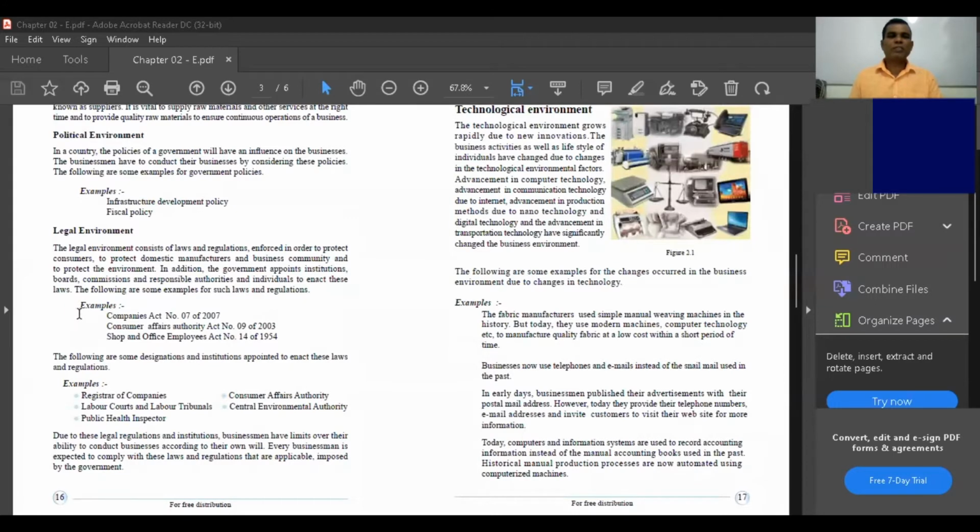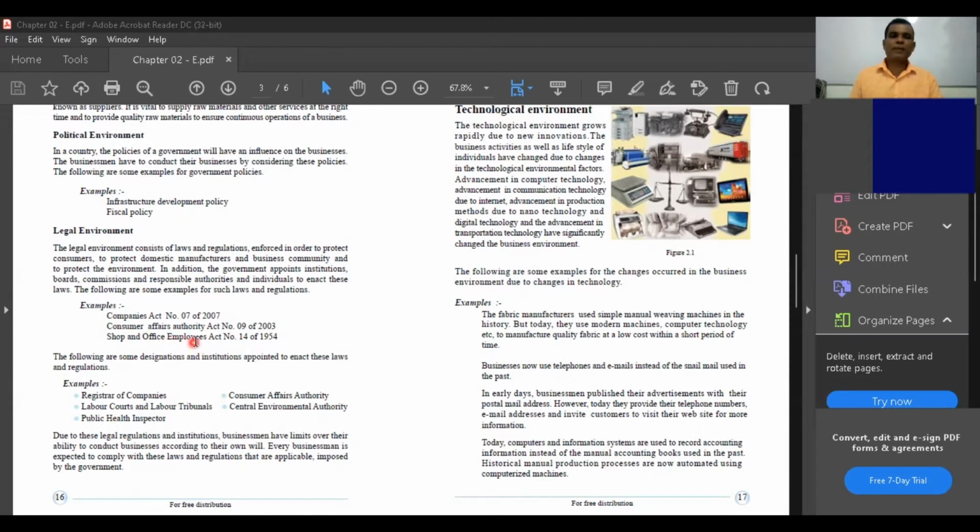As far as the legal environment is concerned, there are laws and regulations related to it. The Companies Act number 7 of 2007, under which companies should be commenced or incorporated. Then there is the Consumer Affairs Authority Act number 9 of 2003. As consumers, you and I can get some help if there are trading malpractices in the business world.